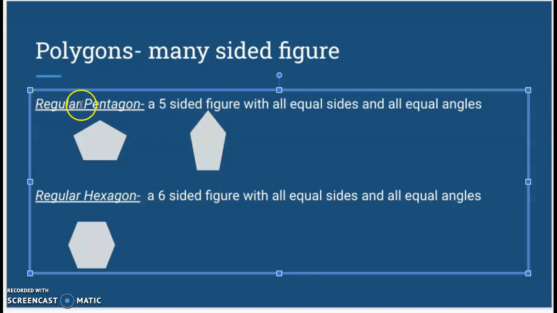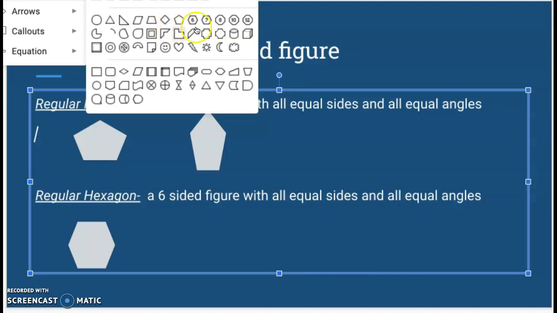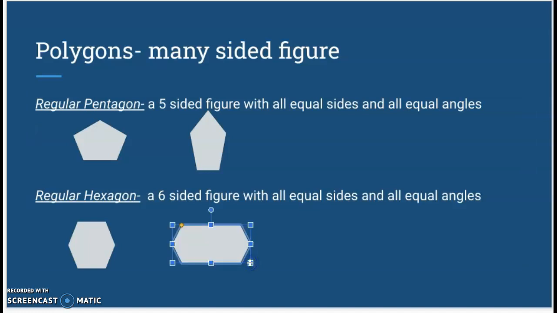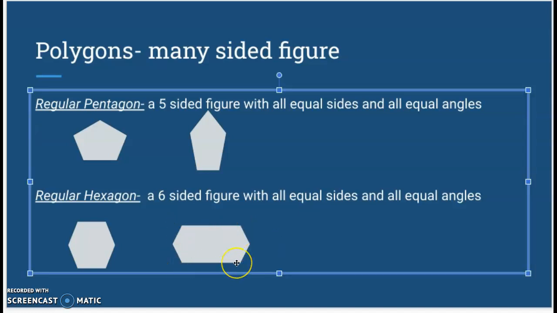Whereas if I put the word regular in front of it, that means every single side and every single angle are equal. Same thing with a hexagon right here. It's 6 sides because hexa means 6, with all equal sides and all equal angles. So if it's a regular hexagon, it looks like a stop sign. Yeah, looks like a stop sign. It has all 6 sides that are the same, all 6 angles that are the same. Whereas if it's just a hexagon and there is no regular in front of it, it could be a hexagon that looks like this, because the sides don't have to all be the same.